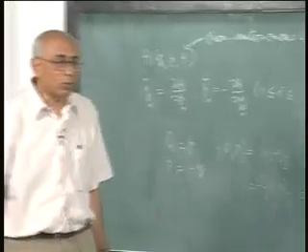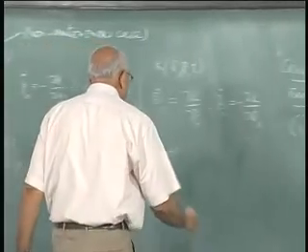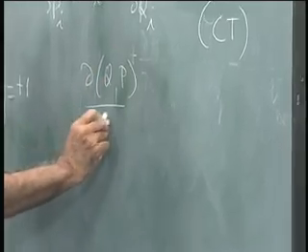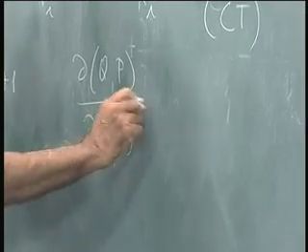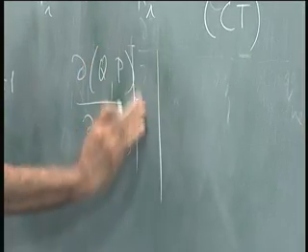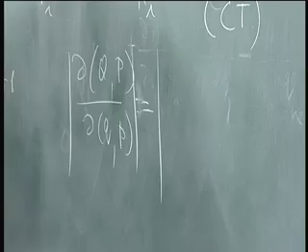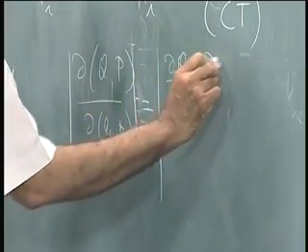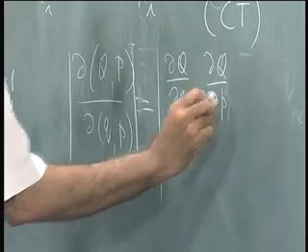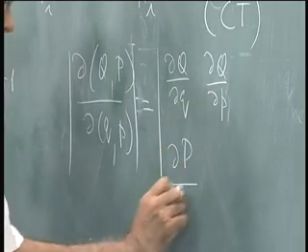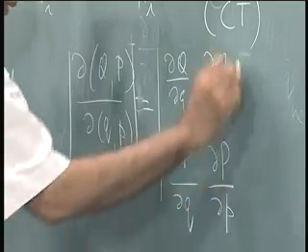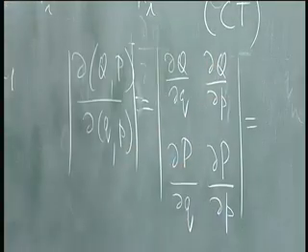That is satisfied. And what does the Jacobian matrix do? Delta Q P over delta q p, this is equal to, we want the determinant, is equal to the determinant of delta Q over delta q, delta Q over delta p, delta P over delta q, delta P over delta p. Now what is this equal to?